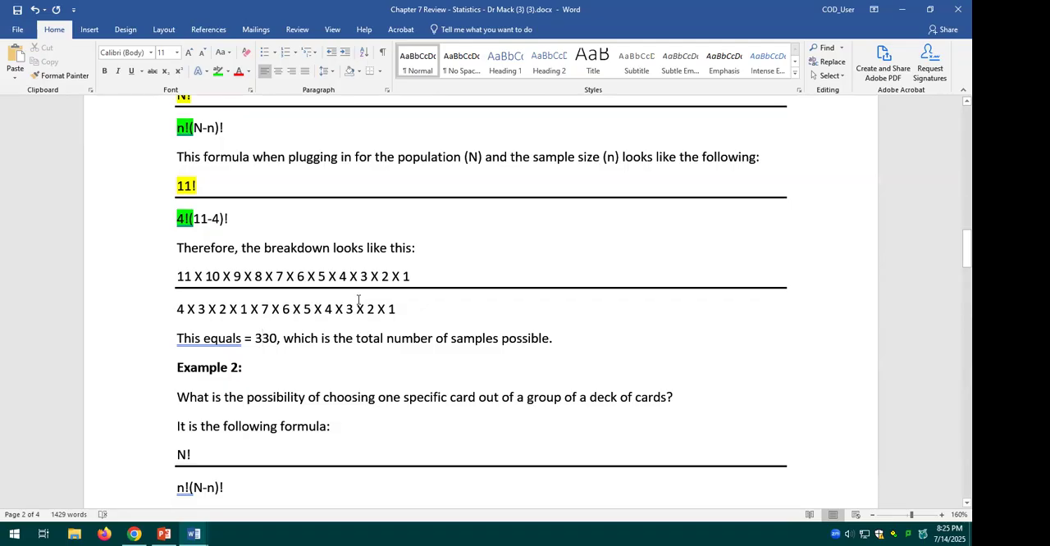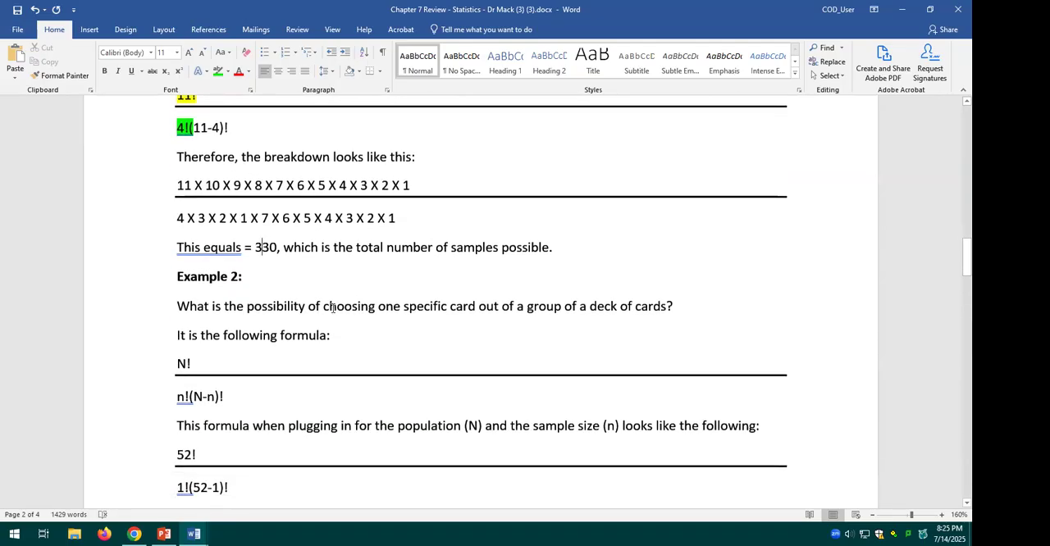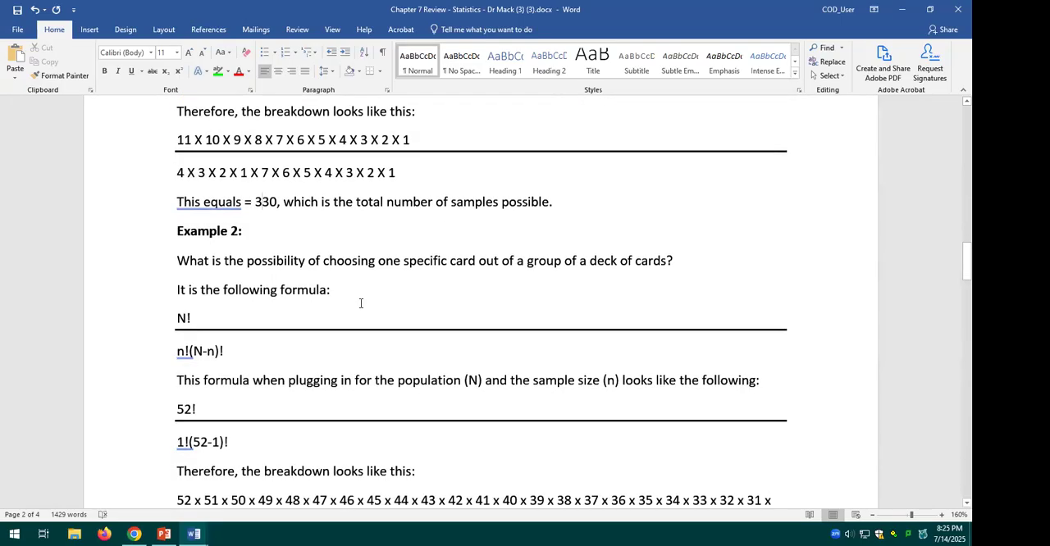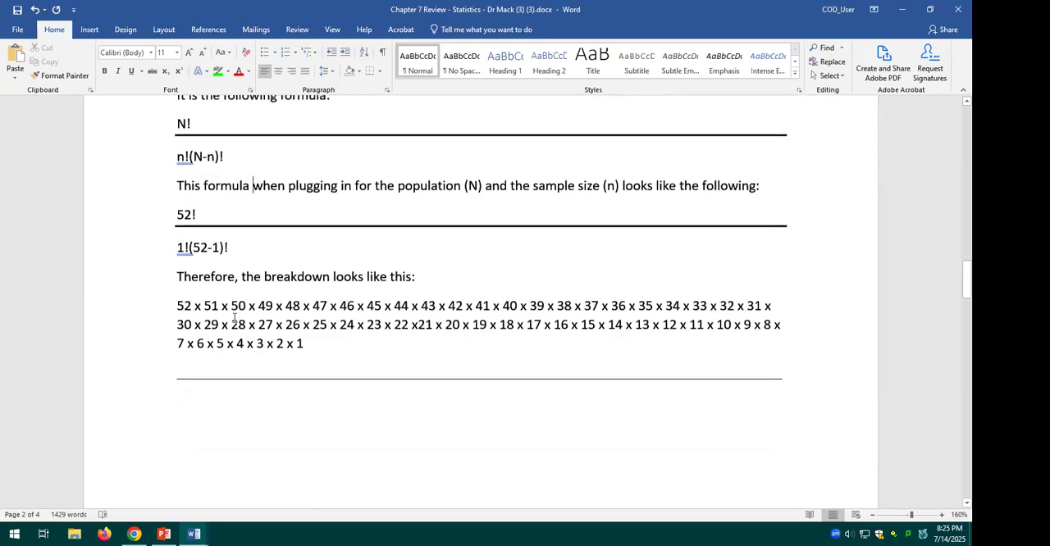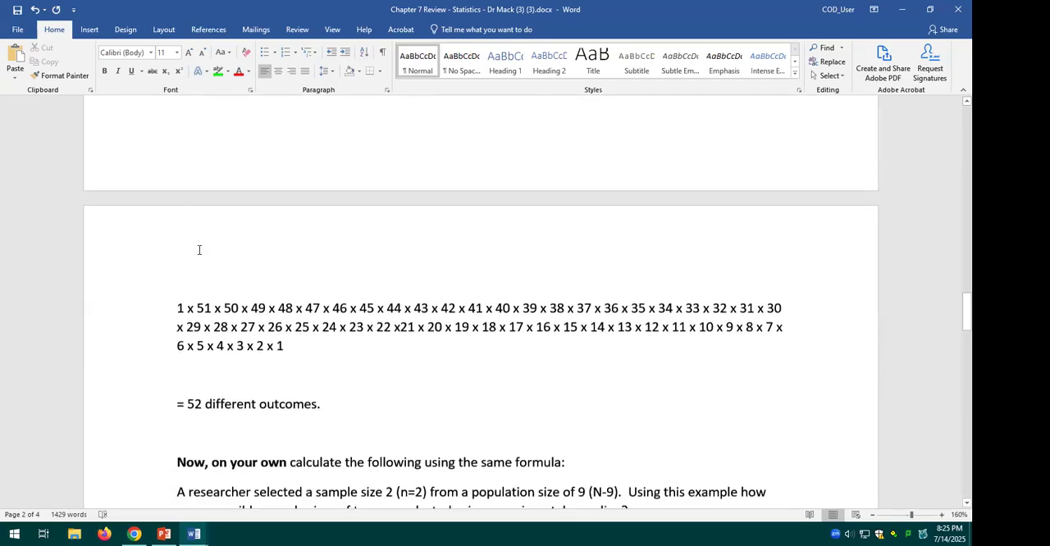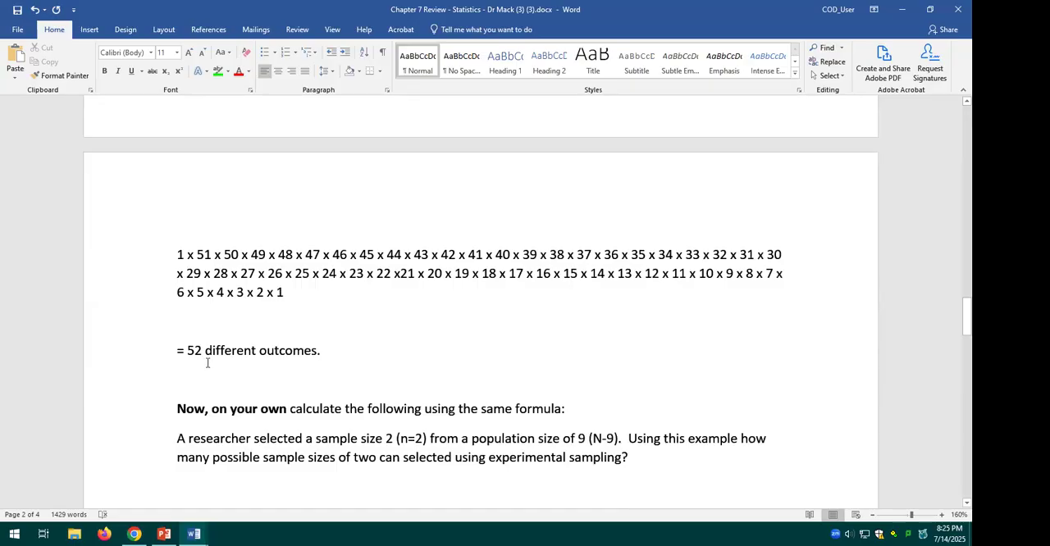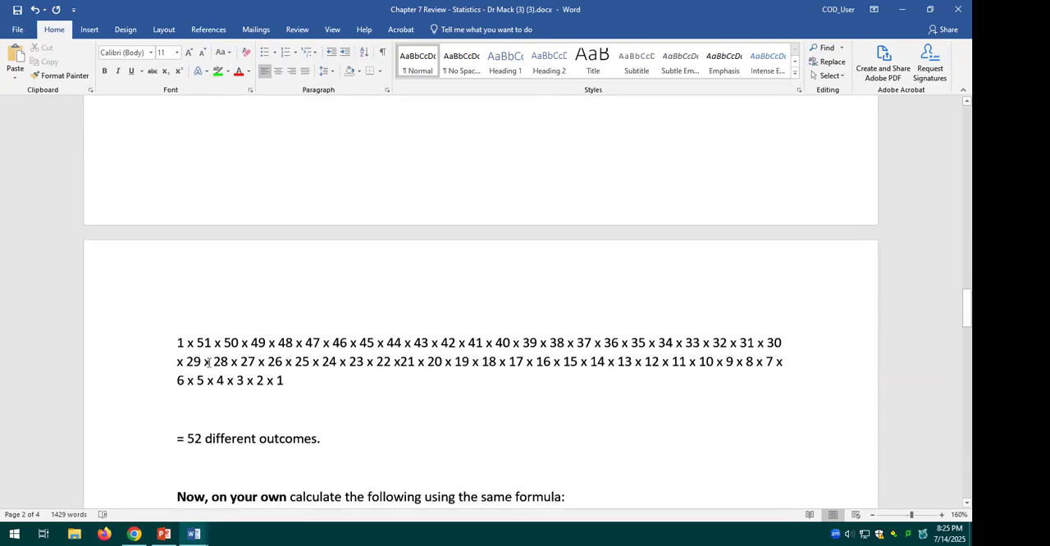So I have more examples. What's the possibility of choosing one specific card out of a deck of cards? Well, it'd be 52 cards. That's our population. And n, which would be 1 card, times 52 minus 1. So the breakdown looks like this, which literally equates to 52 different outcomes, which makes sense because there are 52 cards in the deck. There wouldn't be a greater outcome than the maximum number of cards. That was what the math would look like.